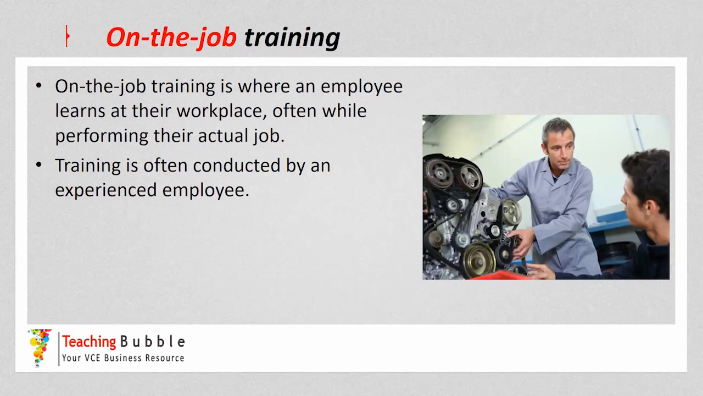Now, in our study design, there are two types of training that we need to know, and the first one is called on-the-job training. On-the-job training is where the employee learns at their place of work, often while performing their normal duties. Training is often conducted by an experienced employee. It doesn't always have to be conducted by an experienced employee. Sometimes external trainers can be brought into the business to conduct the training, but often it is conducted by an experienced employee. They work with the person that's being trained and help transfer the skills and knowledge that they have to improve their abilities, so that again they can perform their job at a higher level.